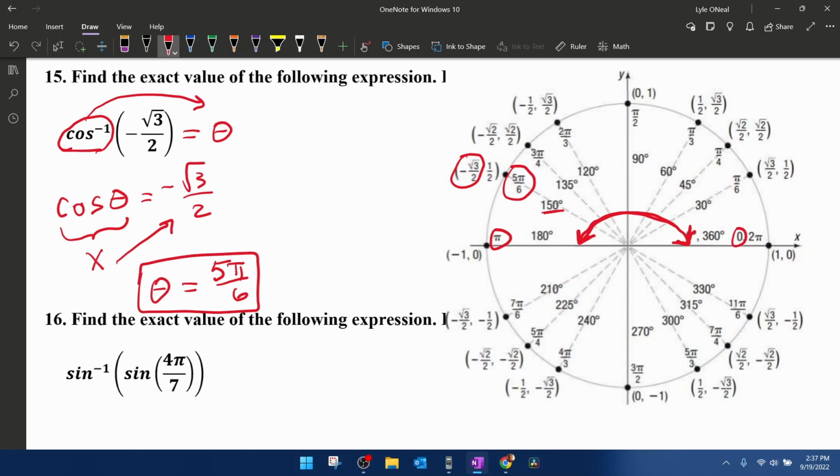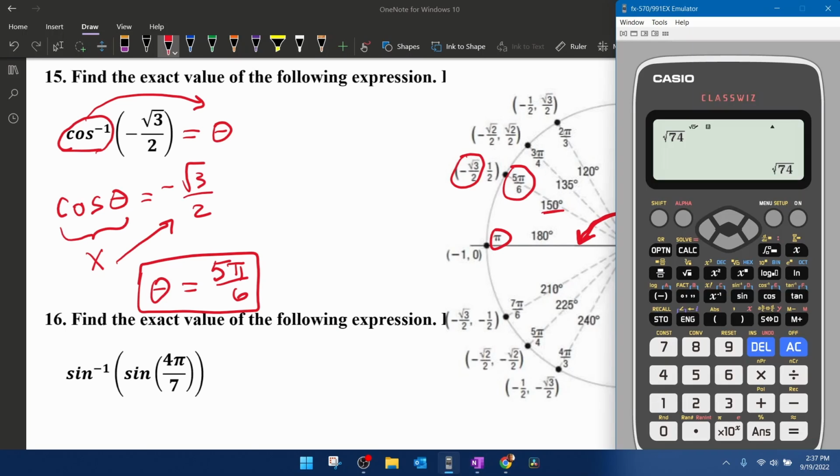Now notice it says do not use a calculator. I'm going to use a calculator just to check my answer. I'm going to need to see this scratch work. Really, showing that cosine is x at 5 pi over 6. But to check this, we can say inverse cosine of negative square root of 3 over 2. And on the Casio, it will actually give you that answer straight out. And so that verifies that what we did with the unit circle is correct.